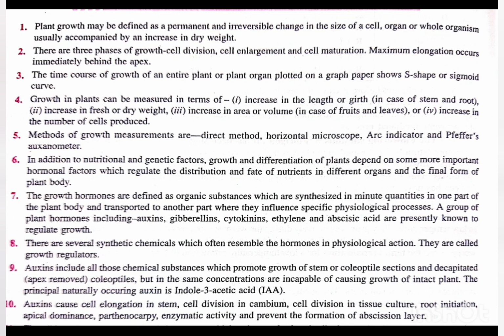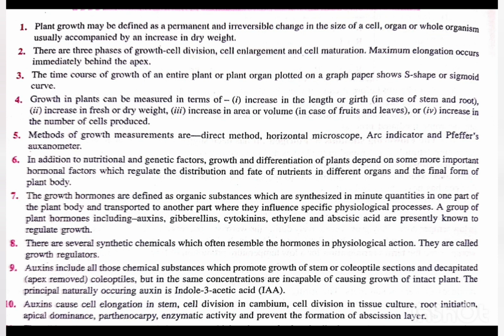The growth hormones are defined as organic substances which are synthesized in very minute quantities in one part of the plant body and transported to another part where they influence specific physiological processes. A group of plant hormones including auxin, gibberellins, cytokinins, ethylene, abscisic acid are presently known to regulate growth. There are several synthetic chemicals which often resemble the hormones in physiological action. They are called growth regulators or synthetic hormones.